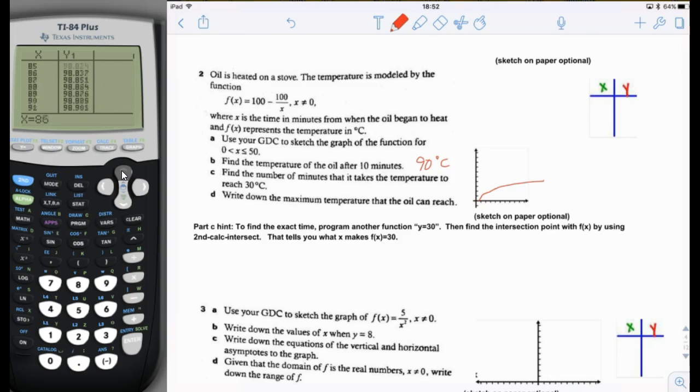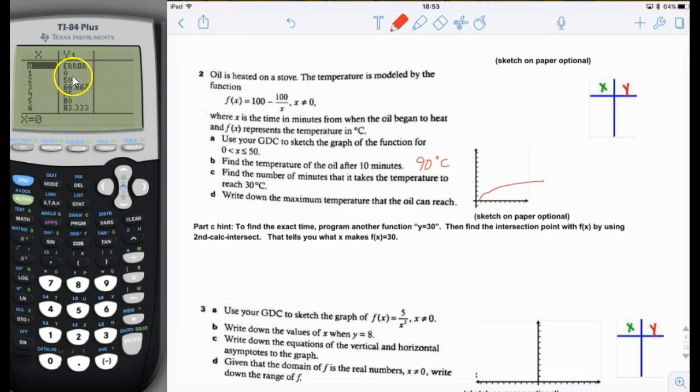And then it says find the number of minutes it takes for the temperature to reach 30 degrees C. We're going to 10 here. Oops, I passed it. X equals 10 is 90. Hey, what do you know? Same thing as when you do trace. Find the number of minutes that it takes the temperature to reach 30 C. Where does it reach 30 C? Here it's already hotter than 30 C, so we're going back down a little bit. Oh, there we go. It's between 1 and 2.